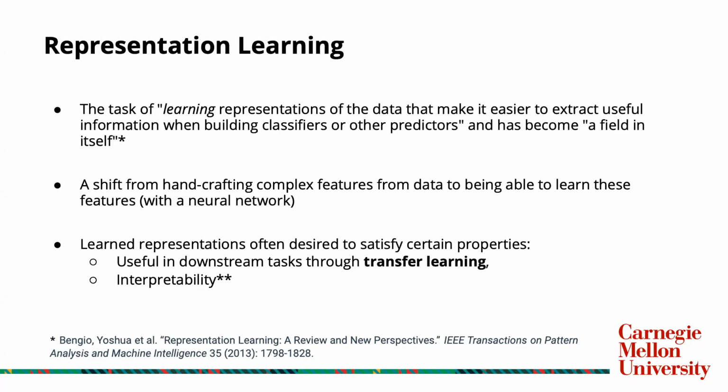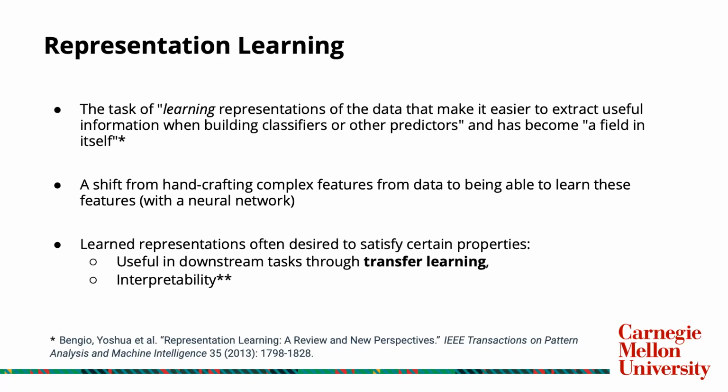So it would be really interesting and really useful if instead of doing this feature extraction and feature engineering by hand, we could instead do something like representation learning, in which we're learning representations of the data that make it easier to extract useful information when building classifiers or other predictors. And this is a quote from the paper listed at the bottom of the slide. And this paper says that representation learning has become so important in the last few years that it's become a field in itself, so much so that there's even a conference dedicated completely to this called ICLR.